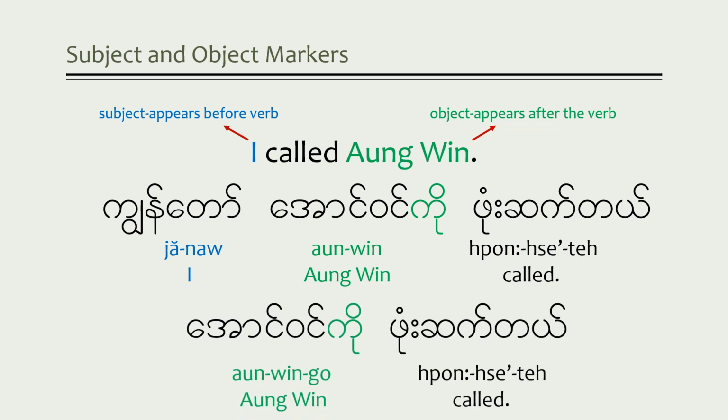Really, I could say this sentence without including a subject at all because the subject is implied by the speaker, in this case me. I'm the one talking, so it's assumed I'm the one that did the calling. I could just say, Awin go ponsete, Awin called. Because we have the object marker there, it's understood that Awin was the one being called. But is it possible there could be a sentence that needs no subject or object markers? Let's consider that.